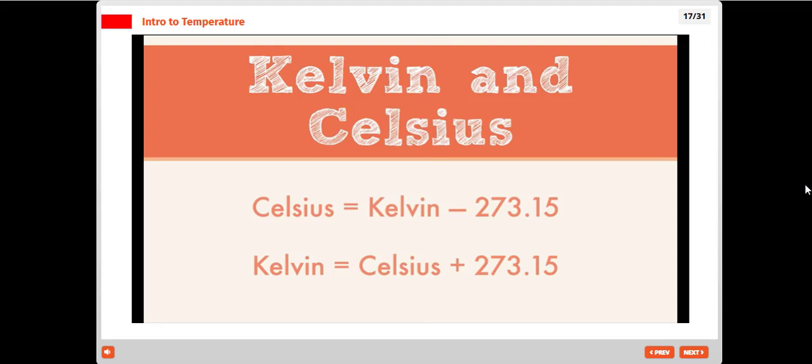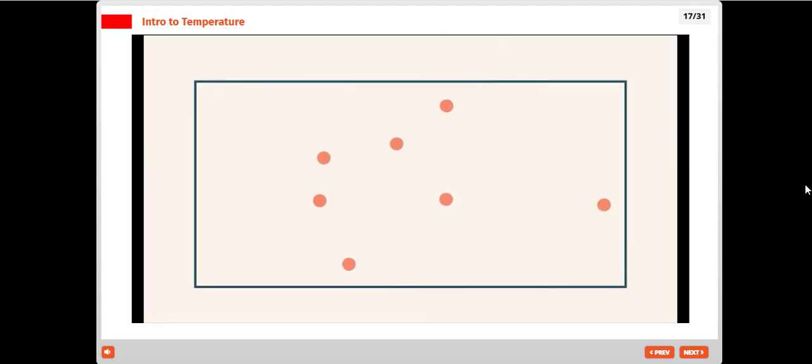It's just Kelvin. When particles of a gas are heated, the particles will speed up.